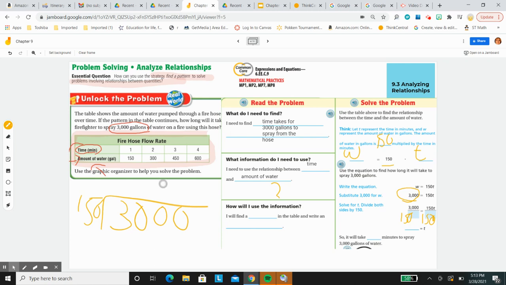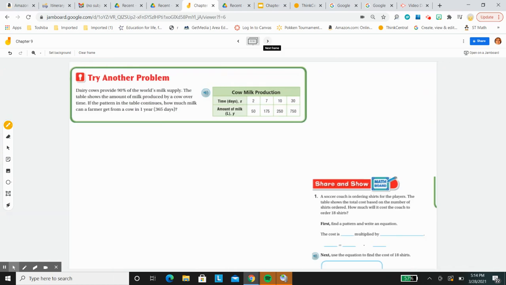You're going to end up with 20. So the answer is it will take 20 minutes to spray 3,000 gallons of water. Okay, just to go back, I had to analyze between the independent variable and the dependent variable to find out what my equation will be. Okay, let's do another problem quickly.